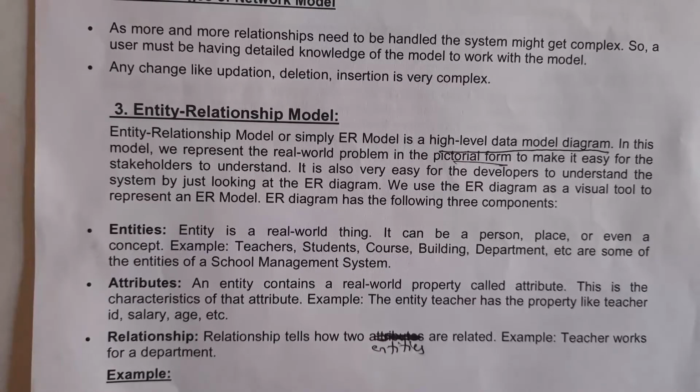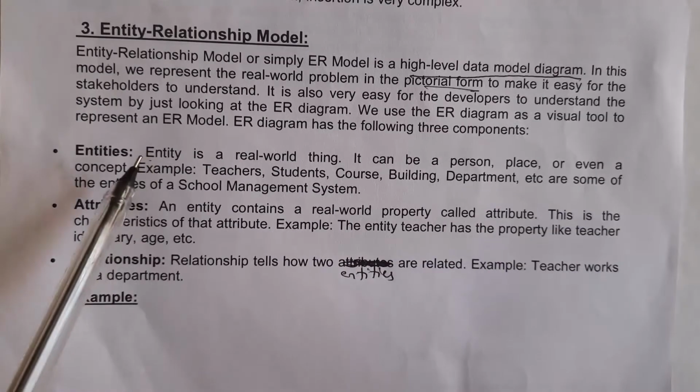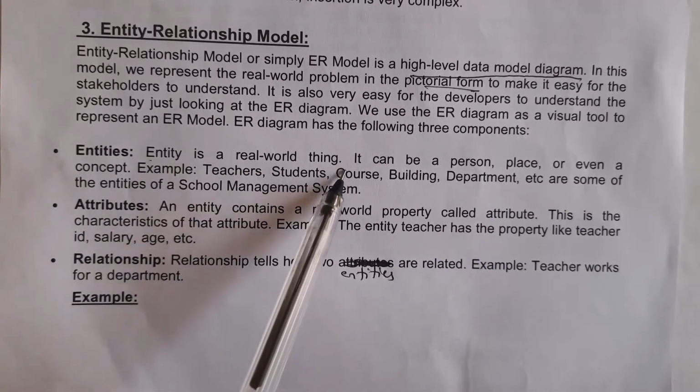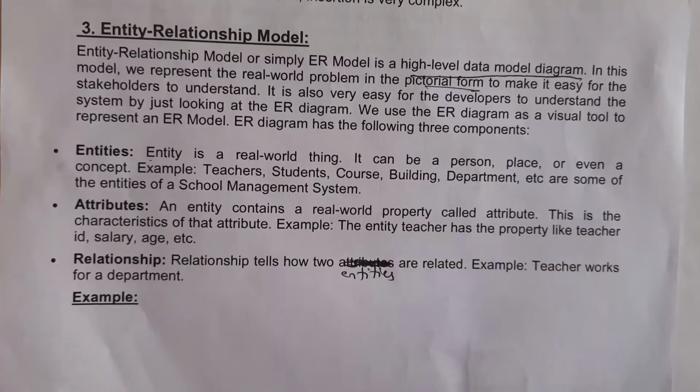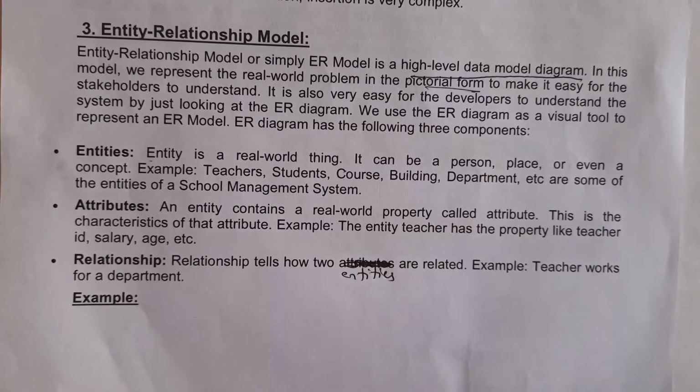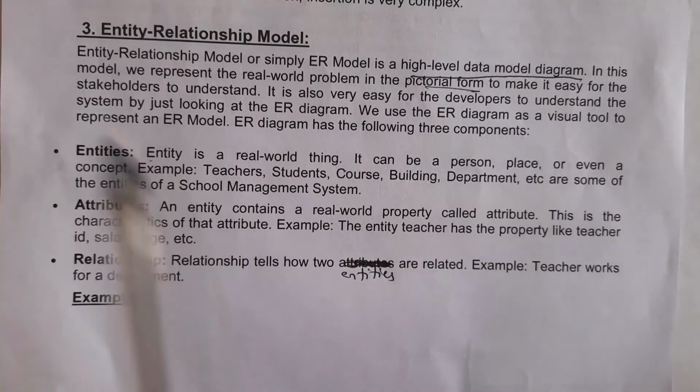This ER model contains three components. They are entities, attributes and relationship. Entity is a real world thing. It can be a person or place or even a concept. For example, if you consider in school there can be teachers, students, course, building, department, and so on. All these are considered as entities.